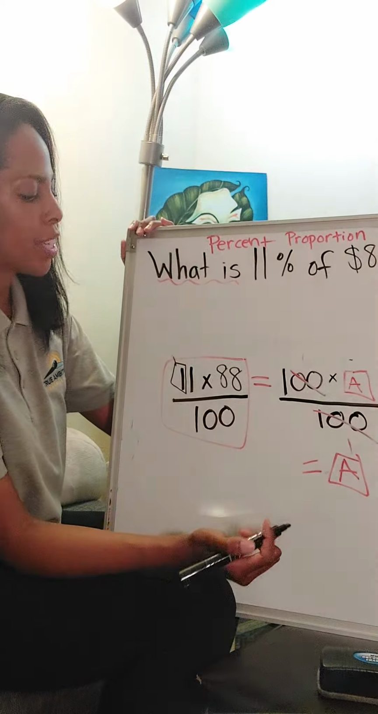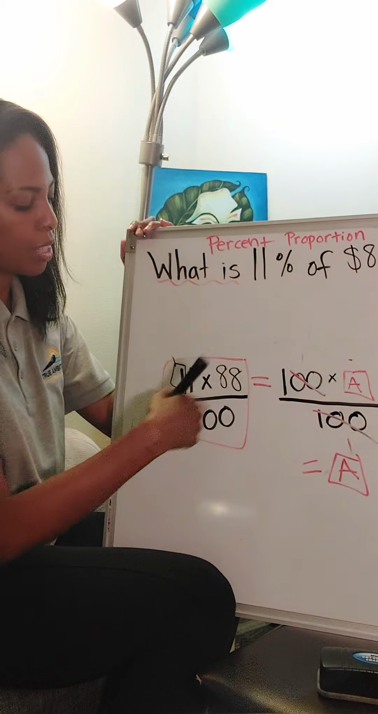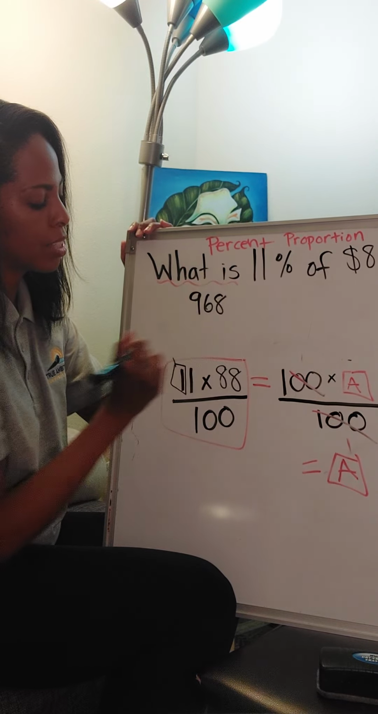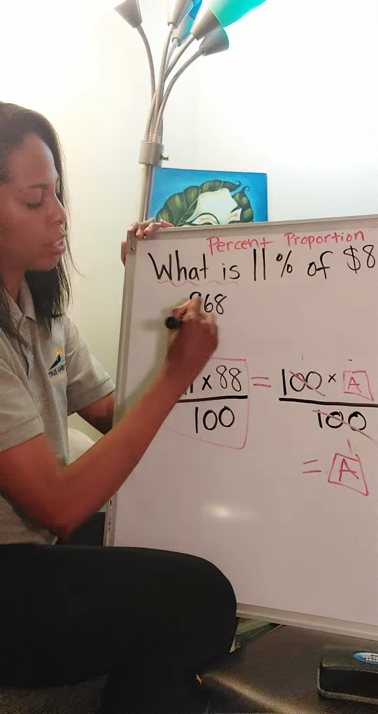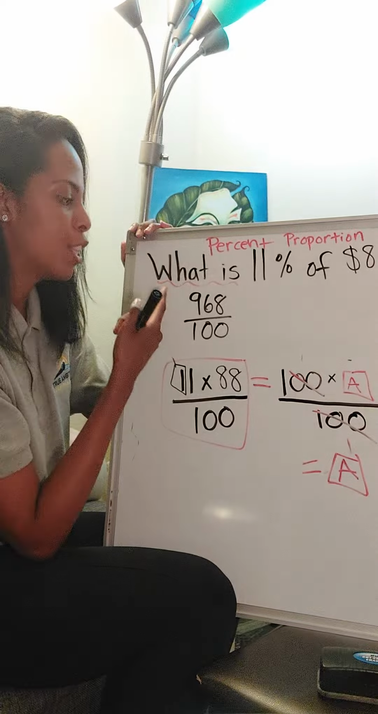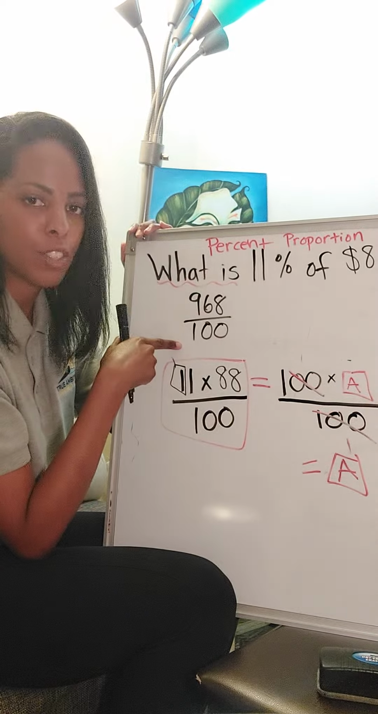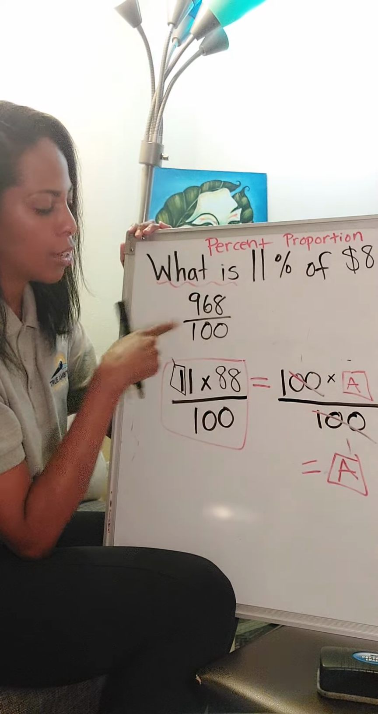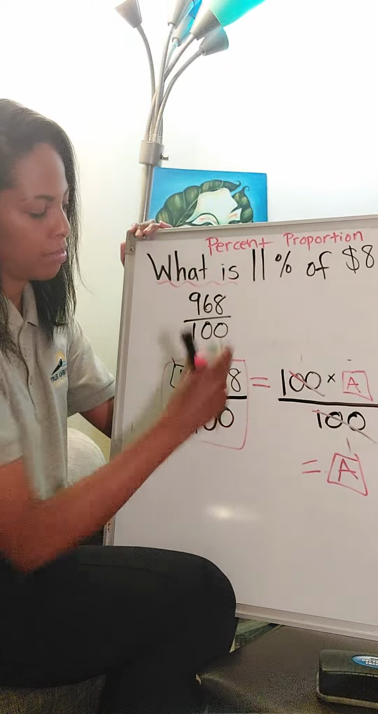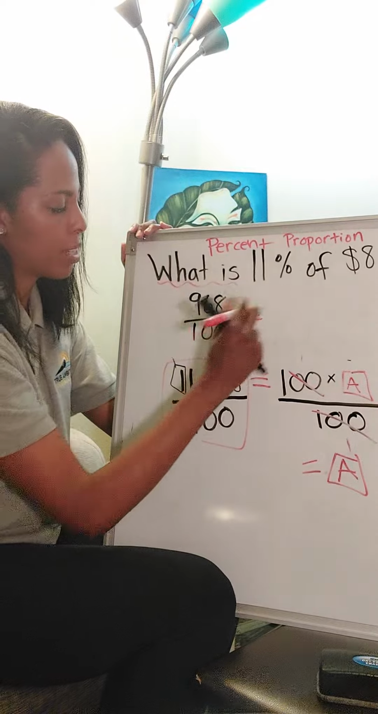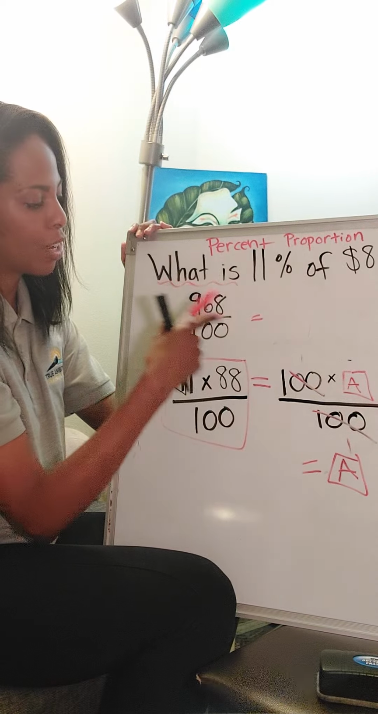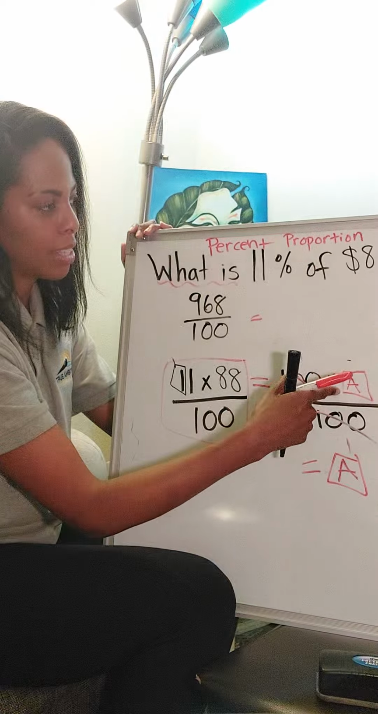All right, so again, all of this up here, 11 times 88 is equal to 968, and that's all over 100. 968 hundredths, for those of you who are still practicing naming your fractions. 968 hundredths. And all of that was equal to our A. But I'm not going to write A here, because now I want to find out what A is.